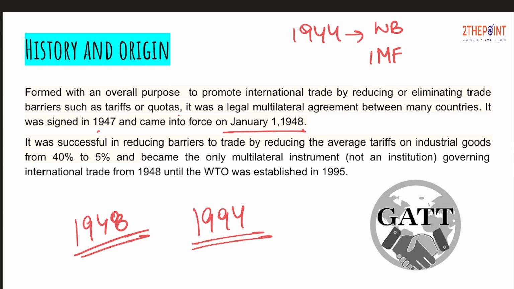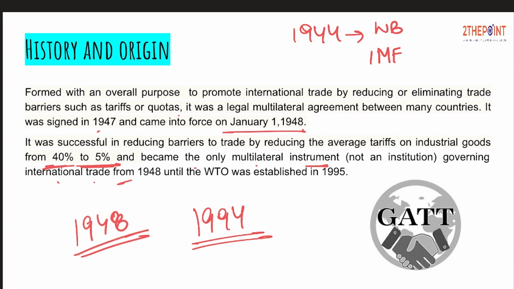It was successful in reducing barriers to trade by reducing the average tariff on industrial goods from 40 to 5%. So it started with 40% and gradually, with many rounds of negotiation, the tariffs were reduced to 5%, and it became the only multilateral instrument, and not an institution, governing international trade. One point to note here is that it was just an agreement and not an institution. It was a mere agreement agreed upon by some 23 countries, and later more countries agreed to it, but it was not an institution like the World Bank or IMF or the World Trade Organization.